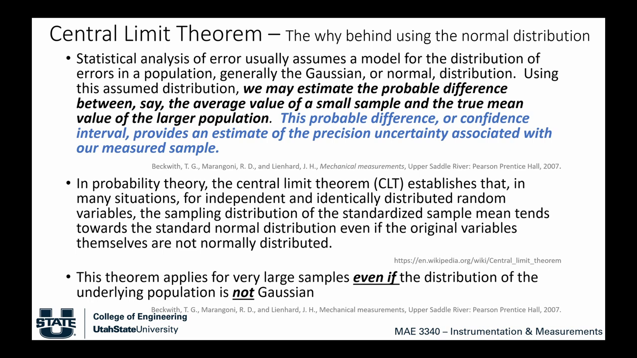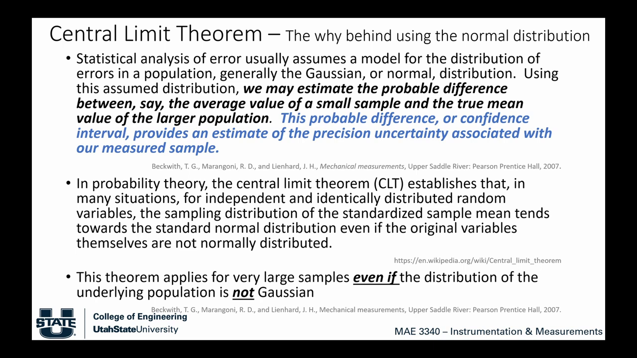So the probable difference or confidence interval provides an estimate of the precision uncertainty associated with our measurement sample. I don't know if I can emphasize this enough, but it is mind-blowing that we are going to be able to make that assumption that the sample represents the population. In probability theory, the central limit theorem establishes that in many situations, for independent and identically distributed random variables, the sampling distribution of the standardized sample mean tends toward the standard normal distribution, even if the original variables themselves are not normally distributed. Oh man, that's so much language there.